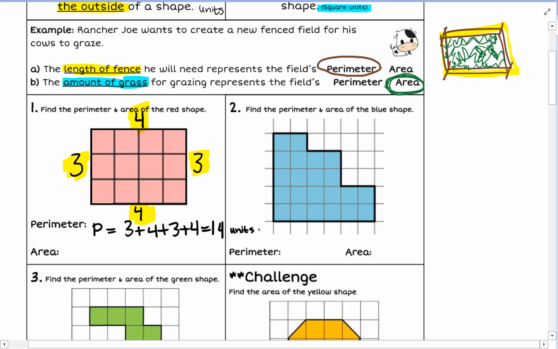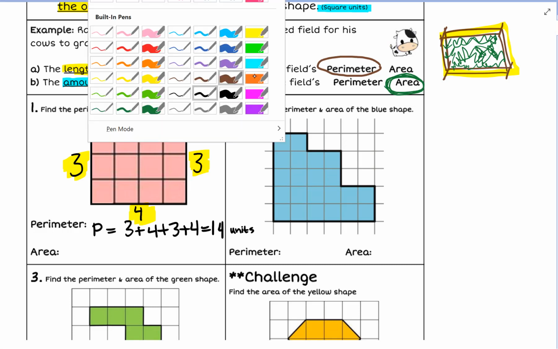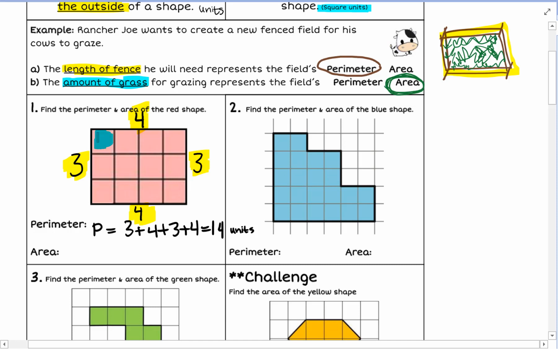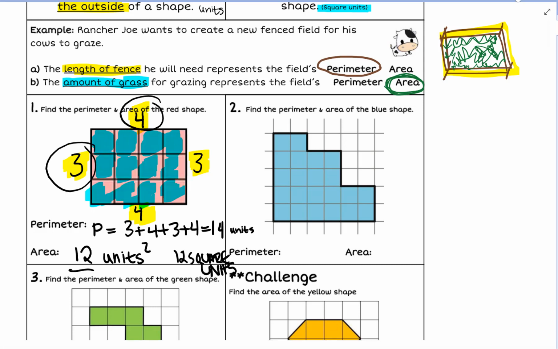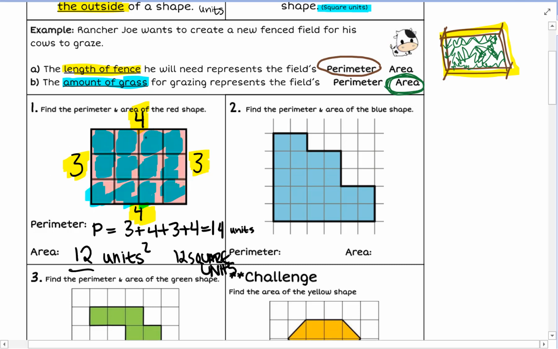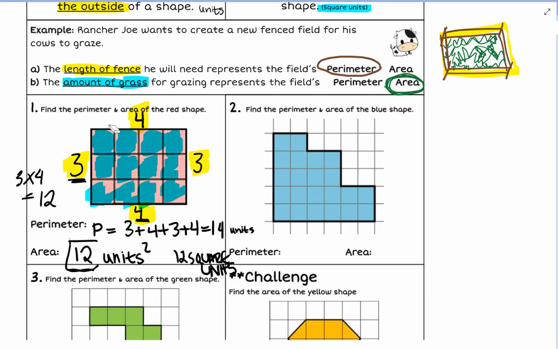What is the area of this shape? The area is how many square units fit inside. 1, 2, 3, or 12 square units. What do you notice about the dimensions of the rectangle, the length and the width, and how they relate to our area? Well, the length times the width gives me my area of 12. 3 times 4 is 12. And you may remember that rectangle area is length times width, or sometimes referred to as base times height.